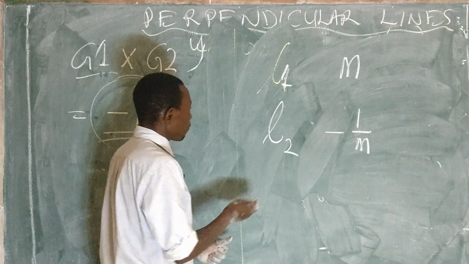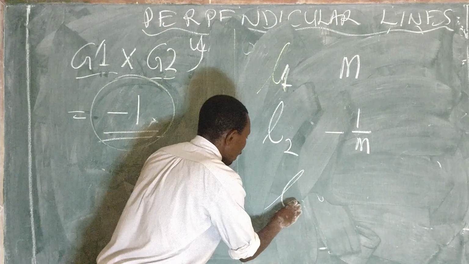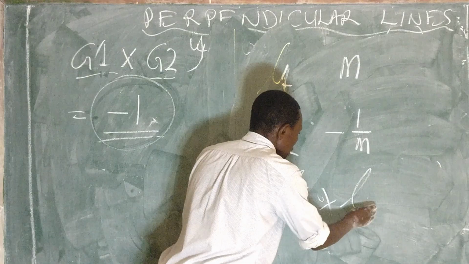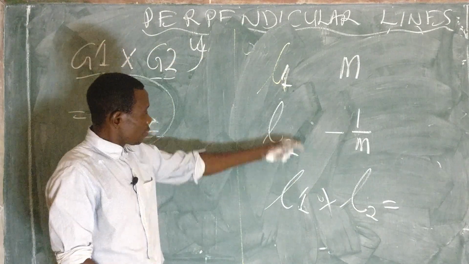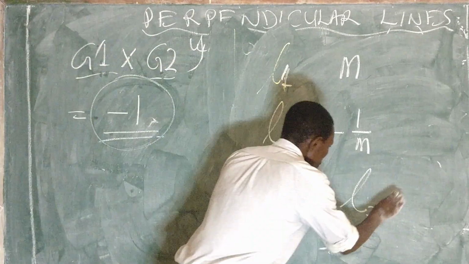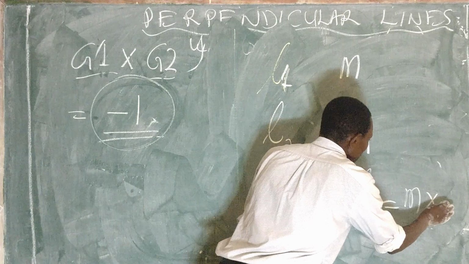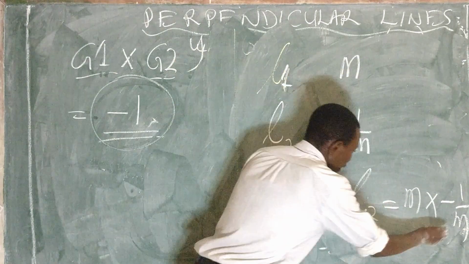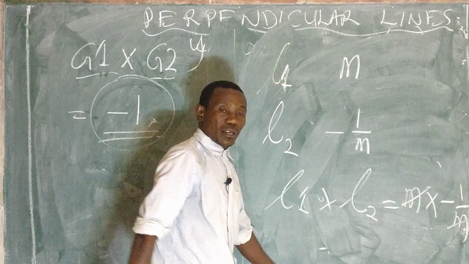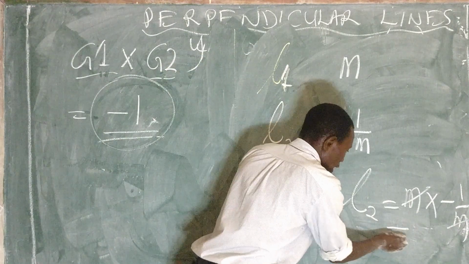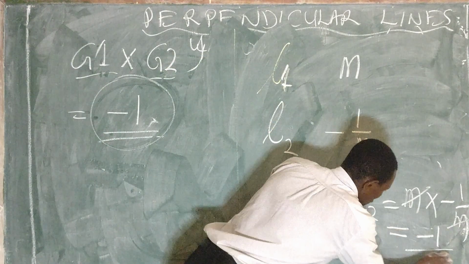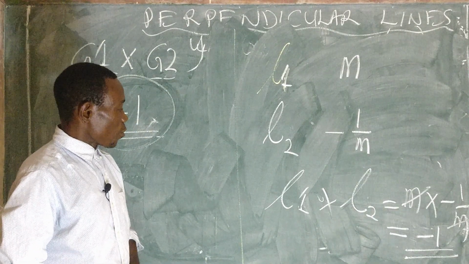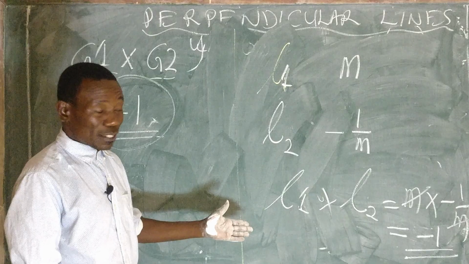And when you now try to work out the product of the gradient of line 1 and the gradient of line 2, that's the format. It will be equal to m multiplied by -1 over m. So m cancels with the other m. Then multiplied by -1, the answer is -1. So that is the value of the product of the two gradients.